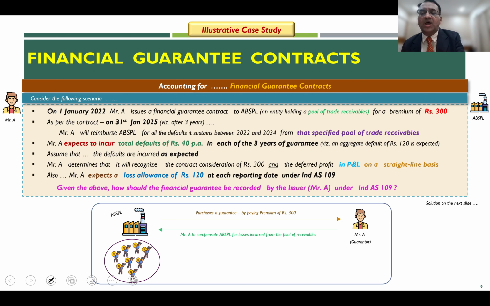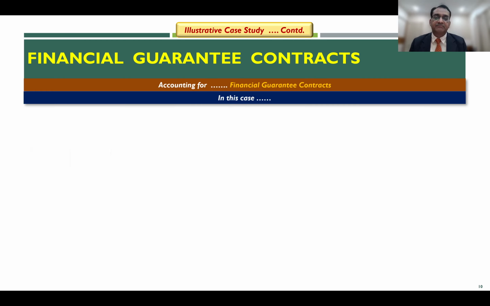And also, this is very important, Mr. A expects that the loss allowance of 120 will be applicable at each reporting date. You remember we said we need to compare the possible loss allowance versus the carrying amount. Now this loss allowance is expected to be 120 at each reporting period. So how, with this fact pattern, will accounting be done by the issuer? Let us see the solution in the next couple of slides.